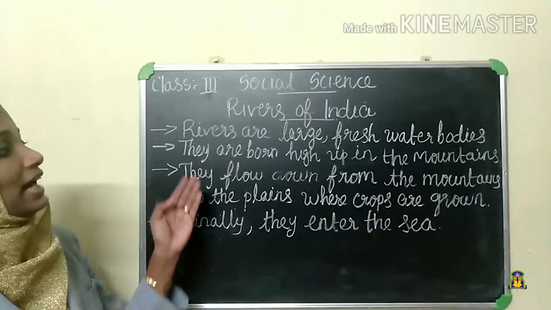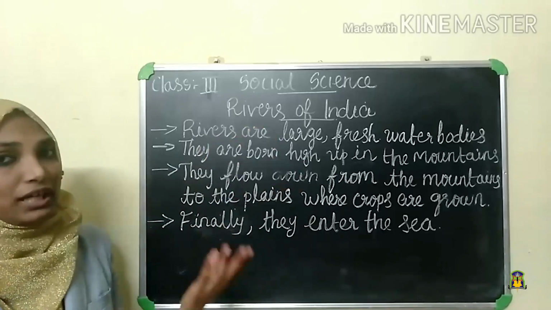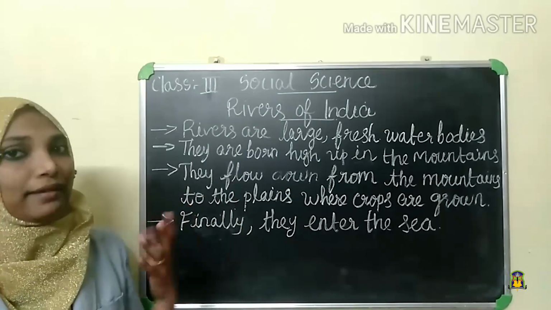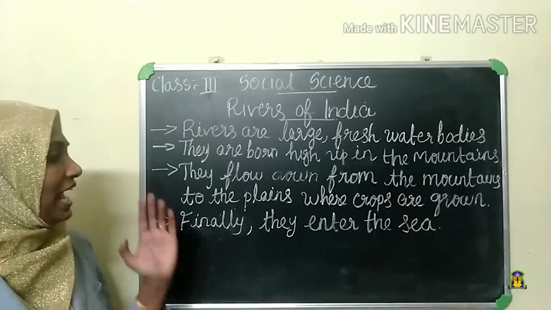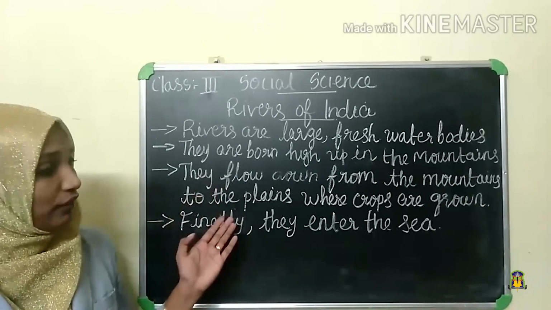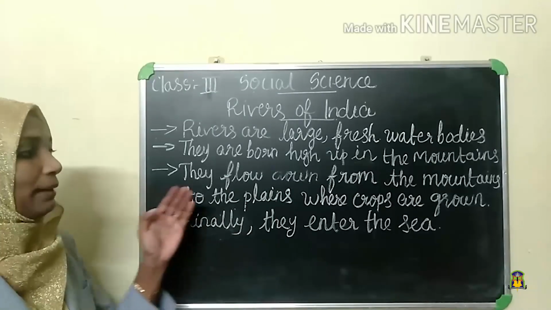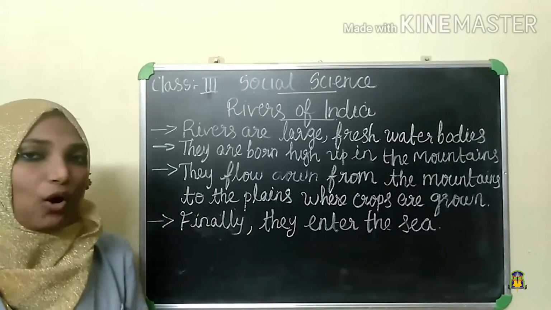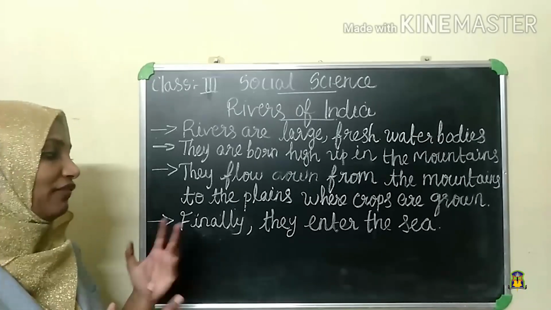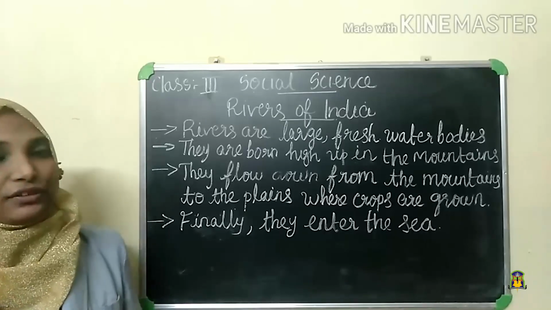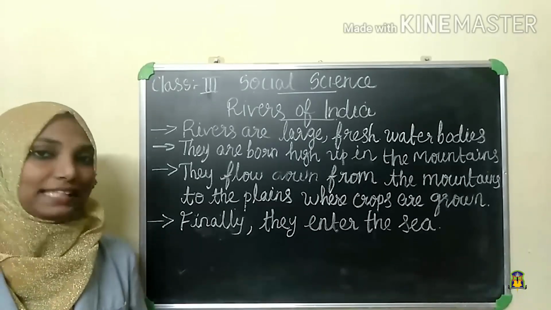The rivers are large freshwater bodies. They are born high up in the mountains. They flow down from the mountains to the plains where crops are grown. Finally, the rivers enter the sea.